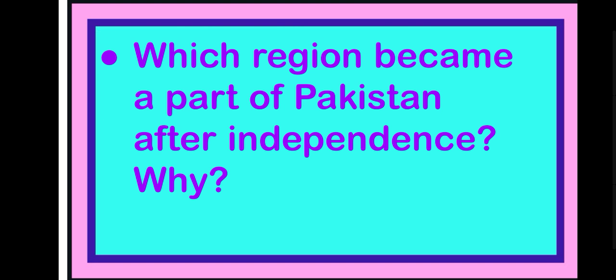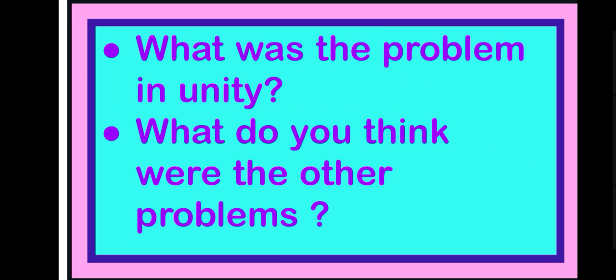Which region became a part of Pakistan after independence and why? The northwestern and eastern areas of India went to Pakistan because the majority of people here were Muslims. What was the problem in unity? India is a multi-religious and a multicultural society. That became the problem in unity.